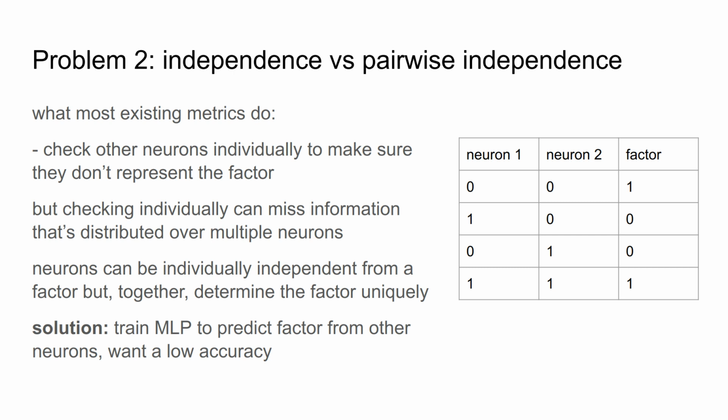But by training an MLP, we can roughly think of the accuracy of the MLP as a proxy for the mutual information. If the information is there, we expect that the MLP will pick up on most of it and will get a high accuracy. If the information isn't there, obviously the MLP won't be able to get a high accuracy. So we train an MLP to predict the factor from all the neurons that aren't supposed to be encoding that factor, and we want the accuracy of that MLP to be low.